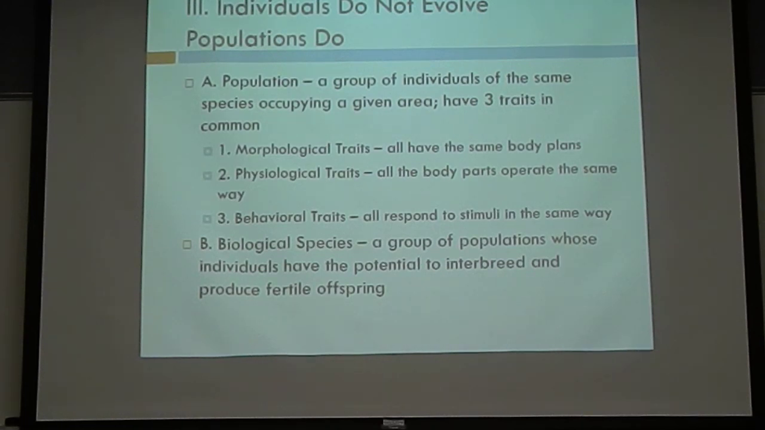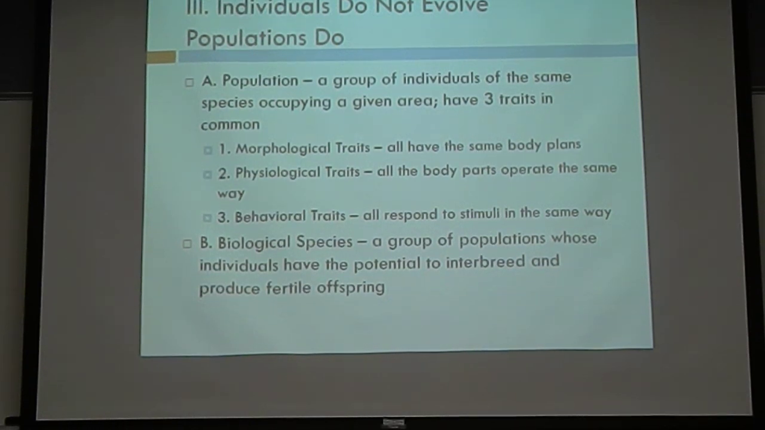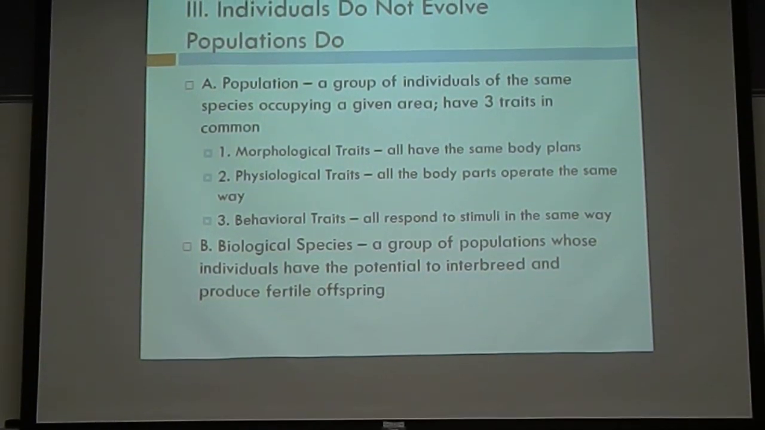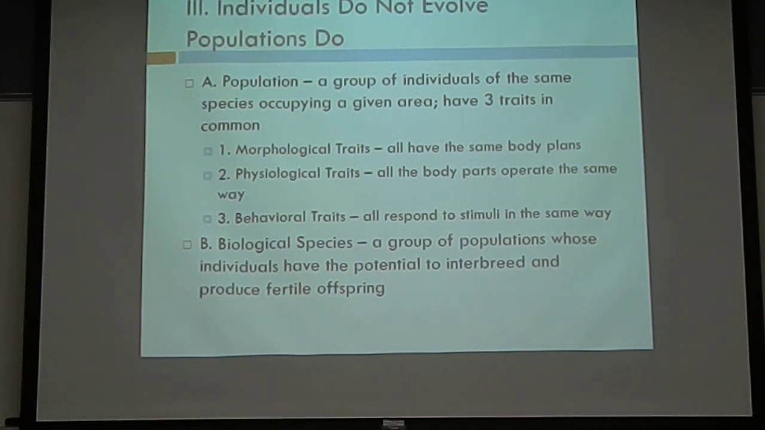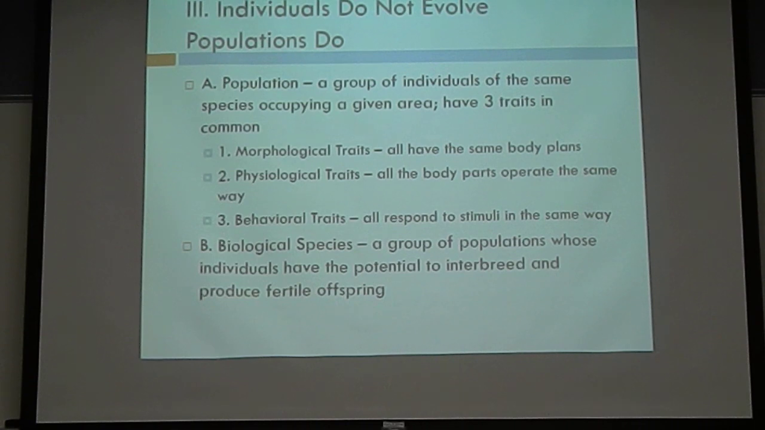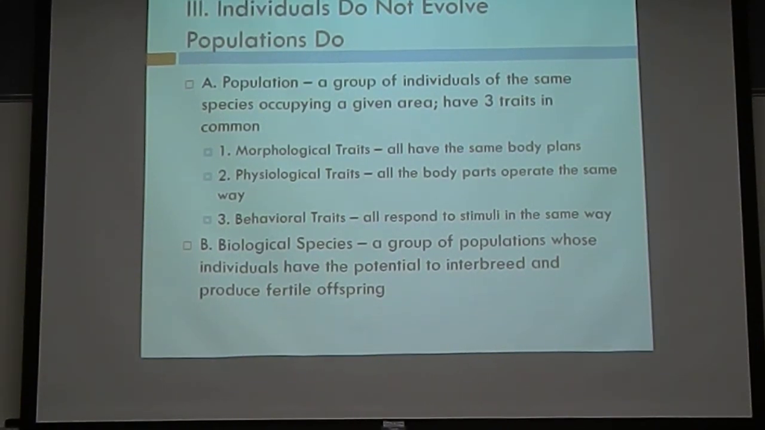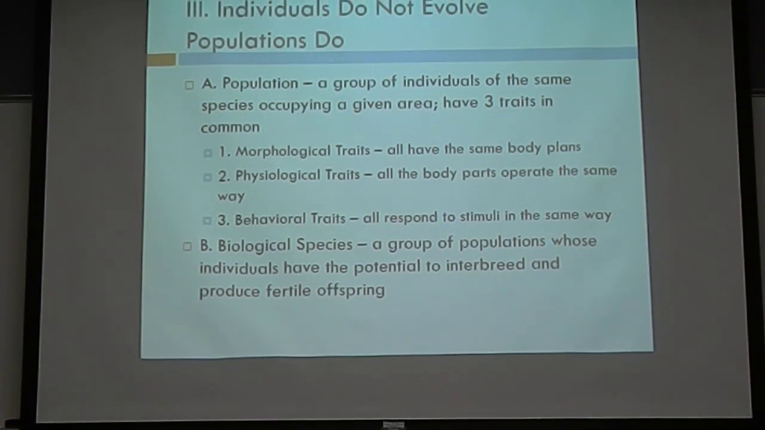All right, so we just want to emphasize the lowest level of organization of life that we talked about in chapter 1, the very first thing we talked about, the lowest level where evolution takes place, is the population. It's not the individual. Individuals don't evolve. Populations do. This is where natural selection and things take place, and just to refresh you, a population is a group of individuals of the same species occupying a given area.